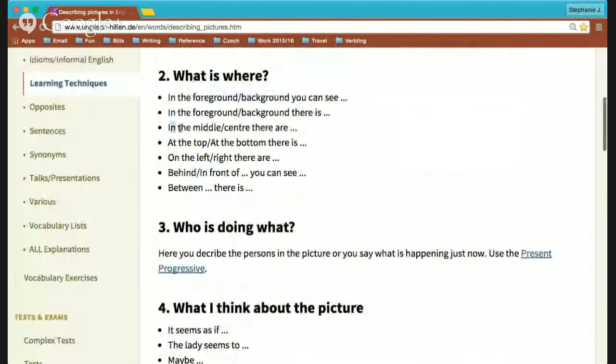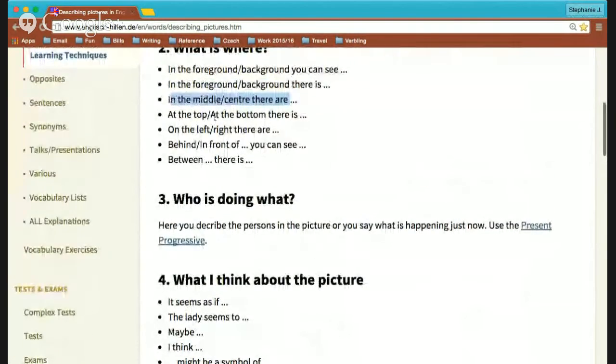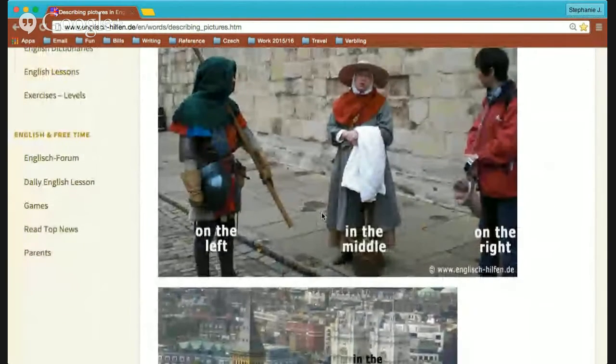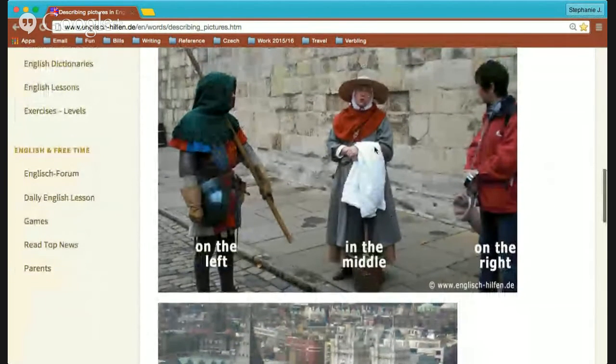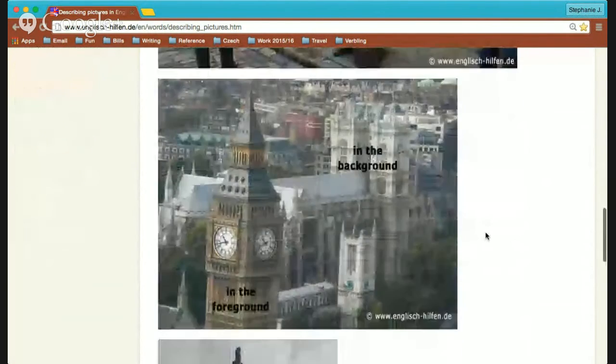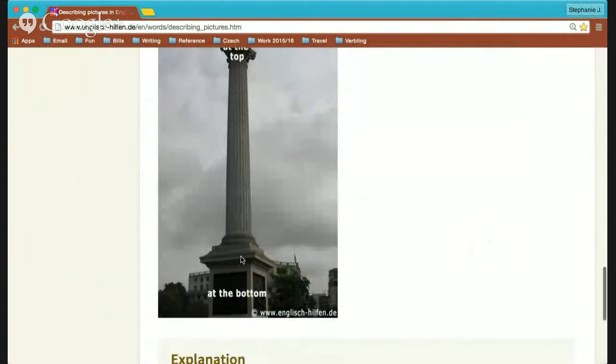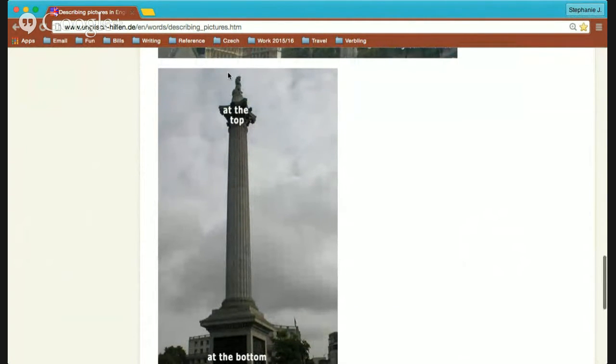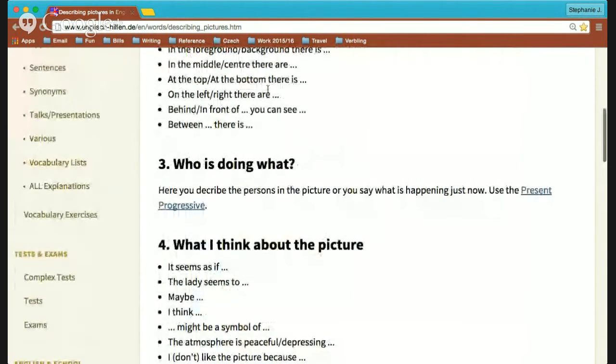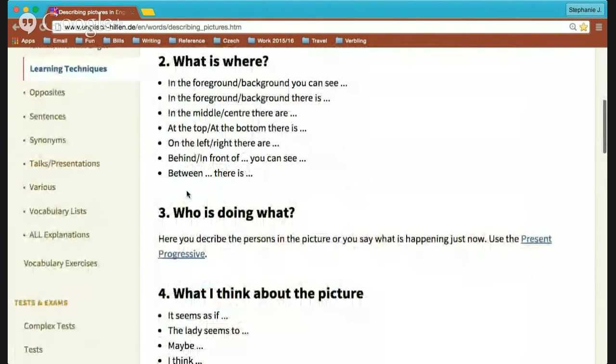You might also talk about the middle, center, and left and right, and top and bottom as well. So, for example, in the middle, there's a woman. On the left side is a man dressed as a knight, and on the right side is a tourist. At the bottom of the photograph, there is a pedestal, and at the top of the photograph, we see a statue. Okay, I won't go through all of them, but you'll want your prepositions of location.